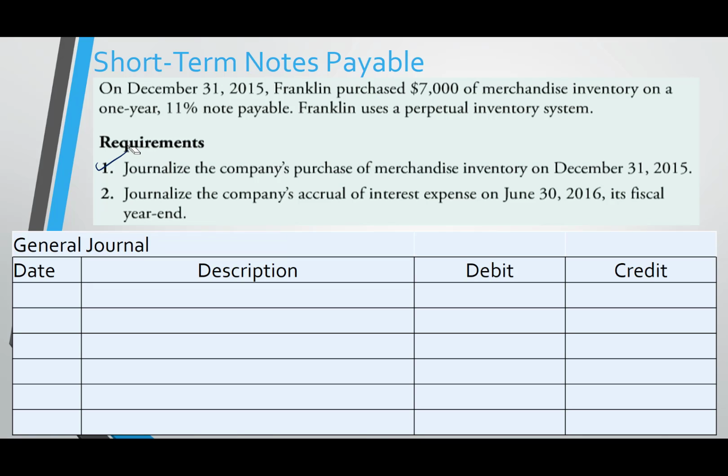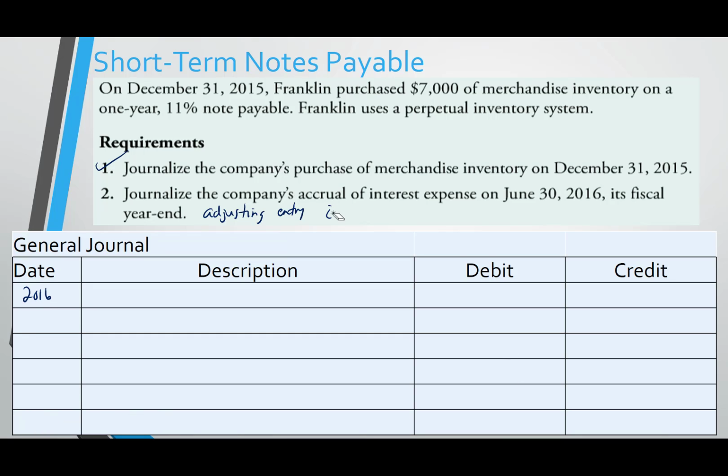Okay, so we know we've done this first requirement. Let's go to the second requirement, and that is to journalize the company's accrual of interest expense on June 30th of 2016, its fiscal year end. Okay, so now what we have to remember is that this is an adjusting entry because the company's fiscal year is ending, and even though the note is not yet due, we certainly have incurred, and we now have to recognize the interest expense within this accounting period that is currently ending.